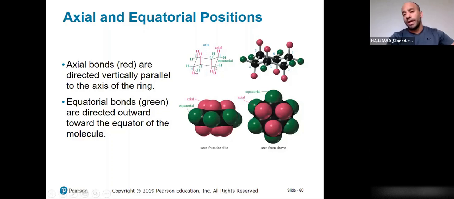Next one will be equatorial down. Next one will be equatorial up, equatorial down, and finally equatorial up. So you shouldn't have more than 6 equatorial bonds. 3 of them are up and 3 of them are down.